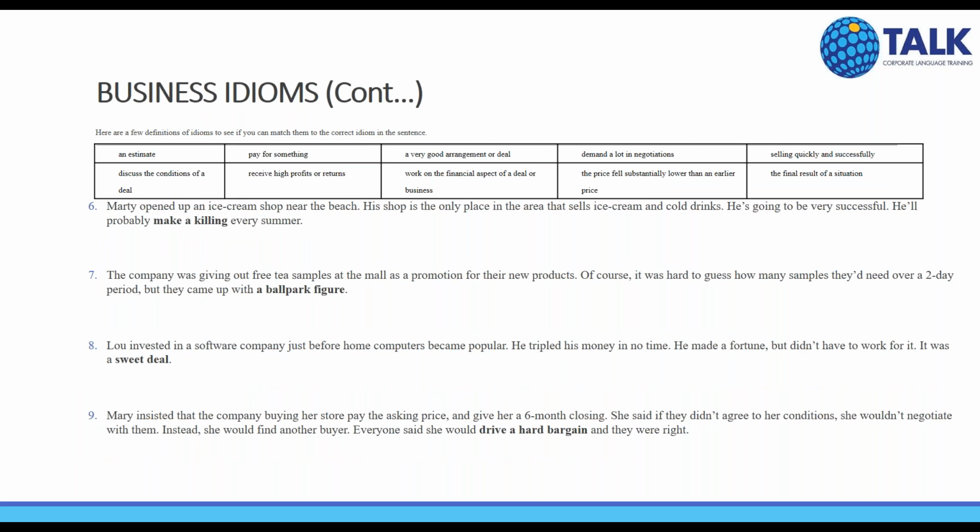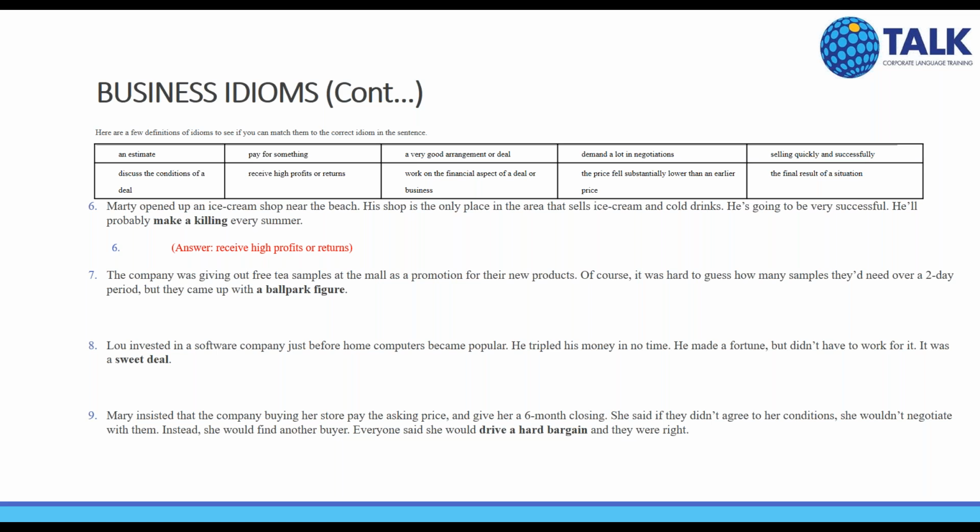So number 6, Marty opened up an ice cream shop near the beach. His shop is the only place in the area that sells ice cream and cold drinks. He's going to be very successful. He'll probably make a killing every summer, which means, okay, all right, here's what it means. To make a killing means to receive high profits or returns. So this also is similar to the one we had before, where it meant hand over fist, right? He was earning money hand over fist.